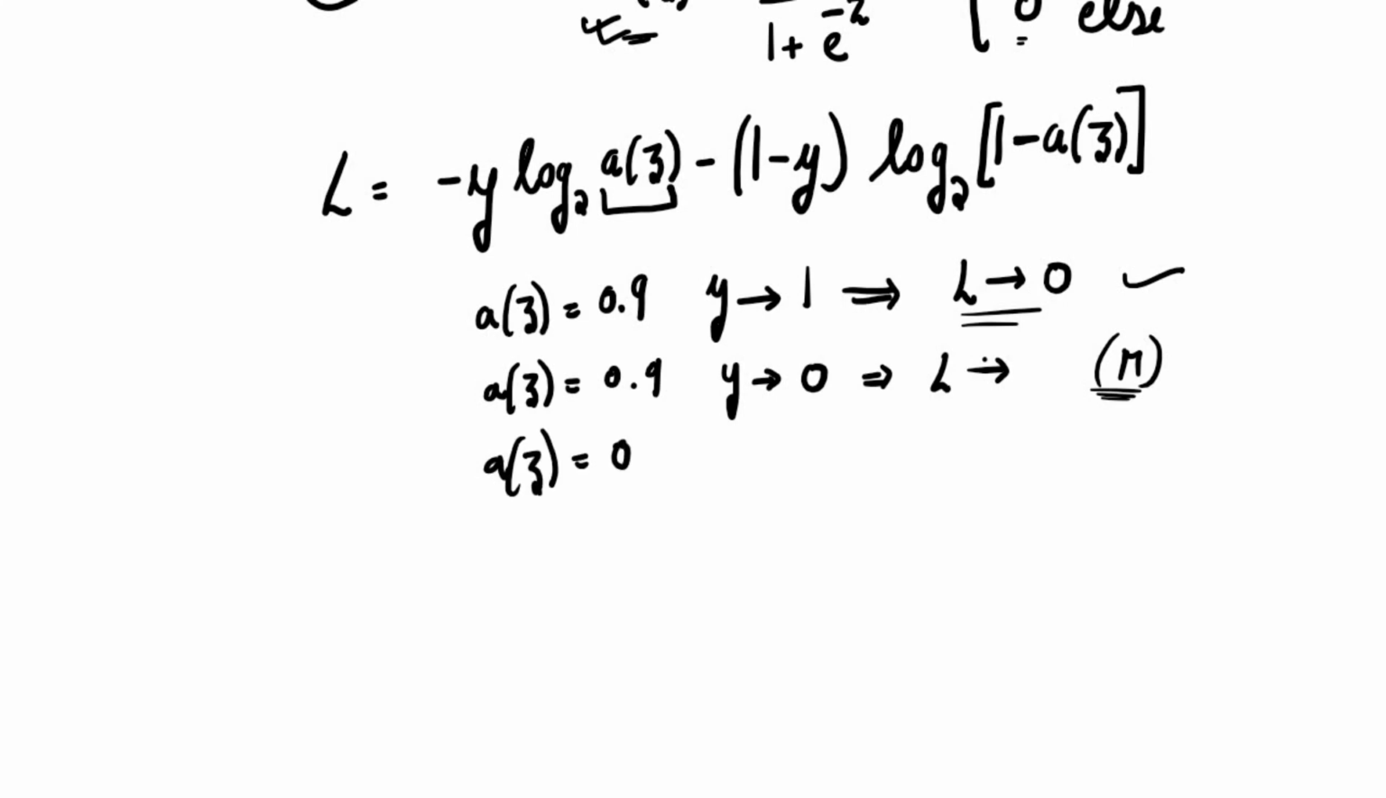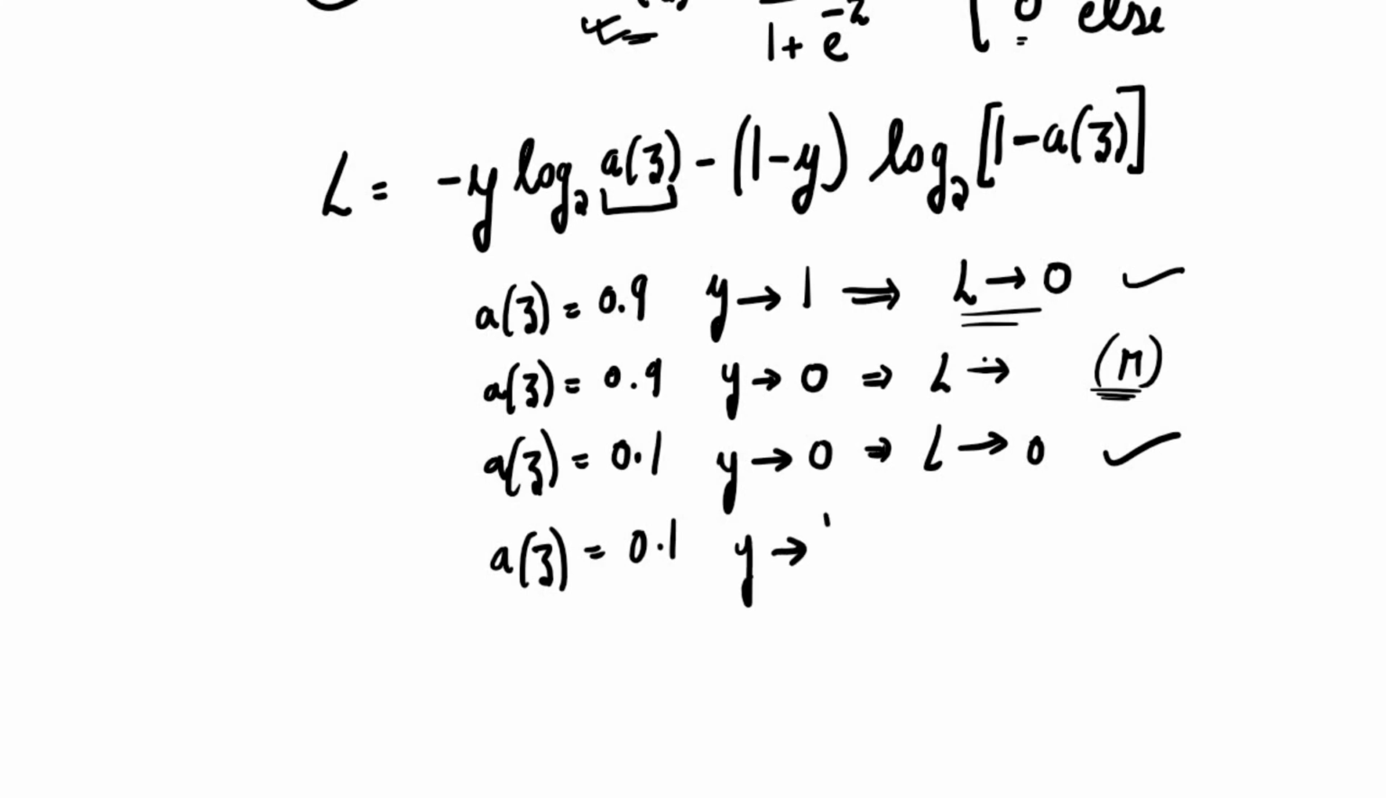Let's say the value of az is 0.1 and y is tending to 0, then the loss will be tending to 0 again. It's properly classified. And if az, the probability, is 0.1 while y is tending to 1, then it will imply that the loss is not tending to 0. It's a misclassification in these cases. So we will try to make sure that the losses are as minimal as possible. Just see the scenario when this case happens.